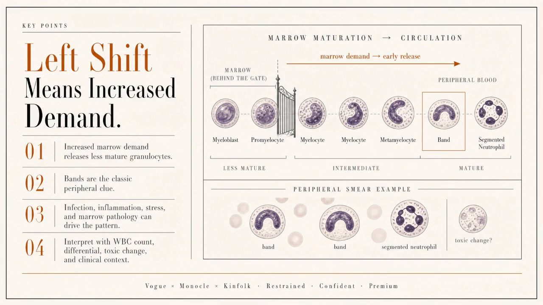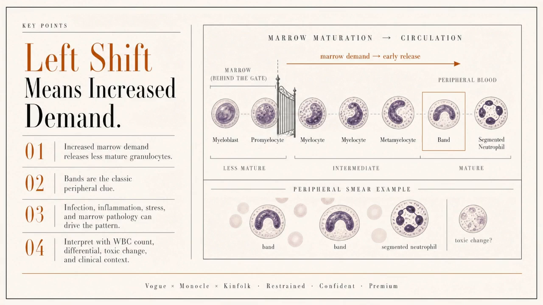During acute bacterial infection, inflammation, tissue injury, or stress, the marrow releases stored mature neutrophils and may also release younger cells if demand exceeds reserve. A mild left shift with clinical infection may be an appropriate response. A marked left shift, especially with very high white count, requires broader evaluation.